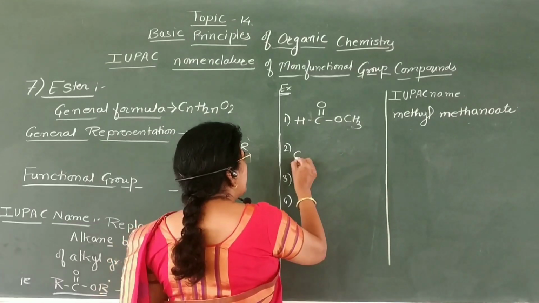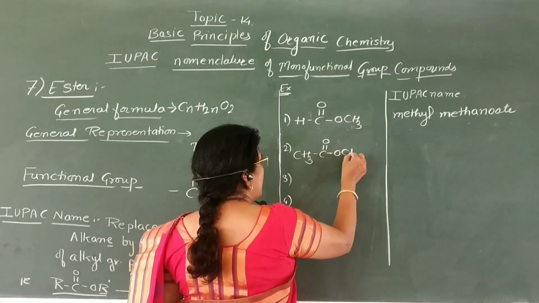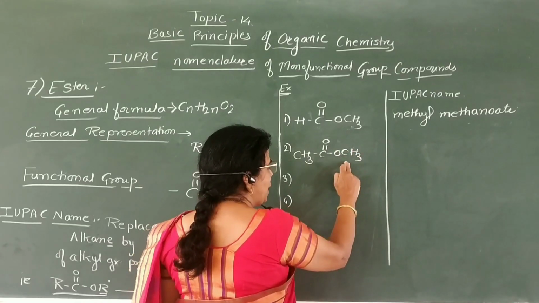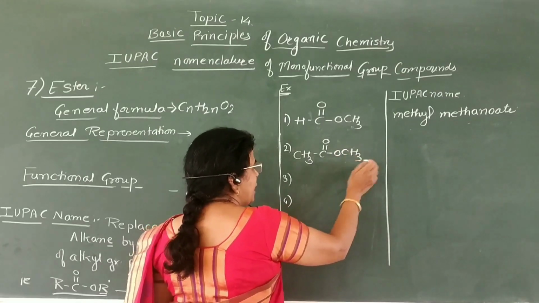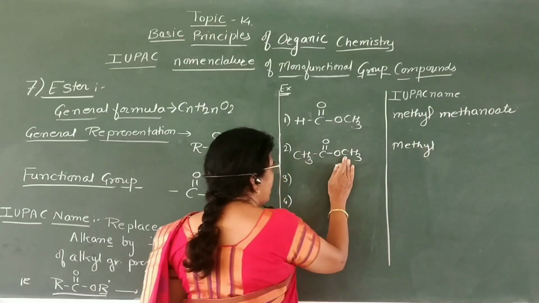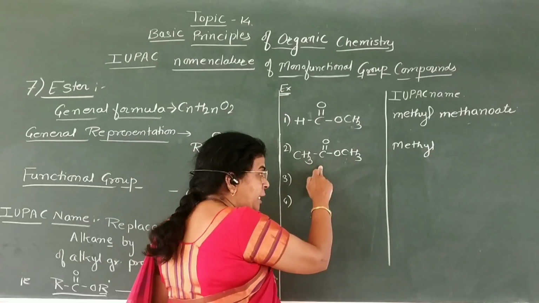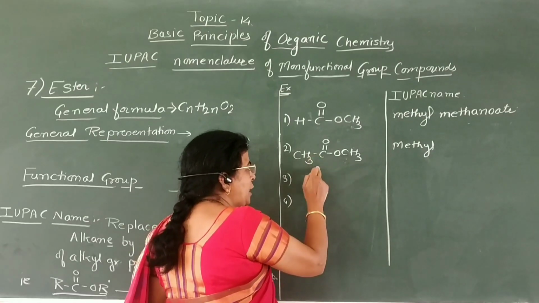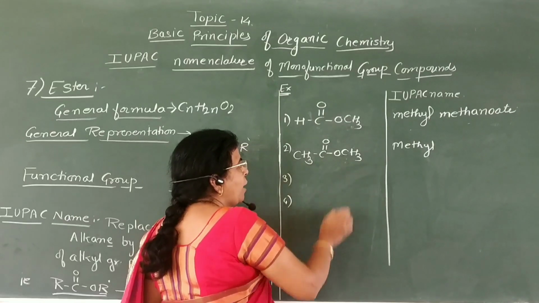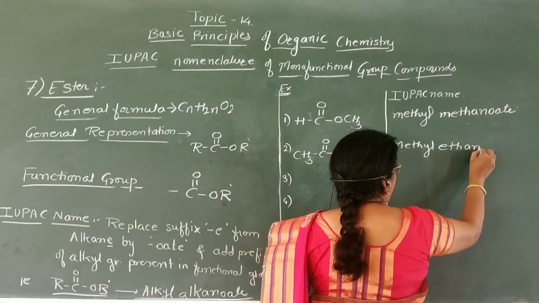Now second, CH3COOCH3. Now here there is methyl group. Therefore first write methyl. That is prefix of methyl group is given. Now there are two carbon atoms. Therefore parent alkane becomes ethane. And from this ethane, replace E by OATE. It becomes methyl ethanoate.